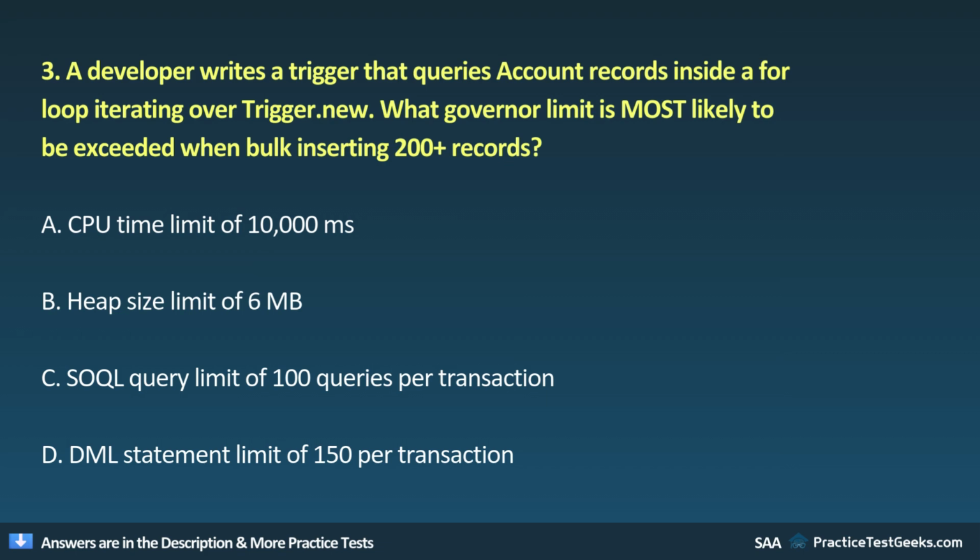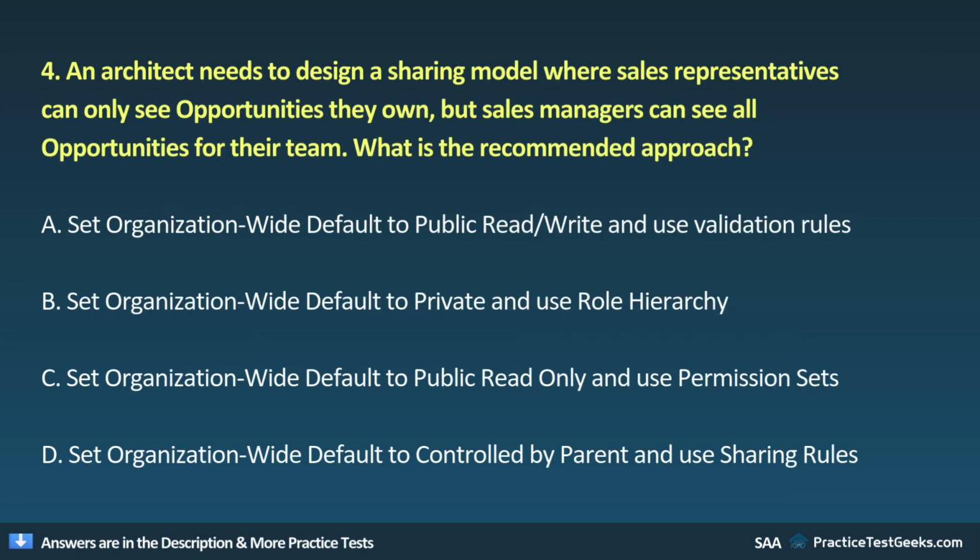C. SOQL query limit of 100 queries per transaction. D. DML statement limit of 150 per transaction. 4. An architect needs to design a sharing model where sales representatives can only see opportunities they own, but sales managers can see all opportunities for their team. What is the recommended approach?